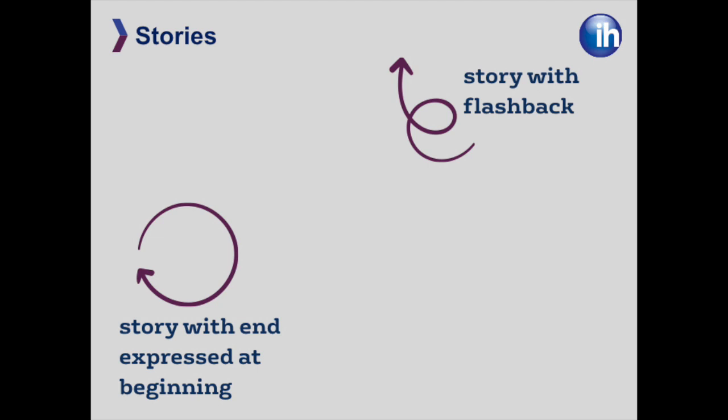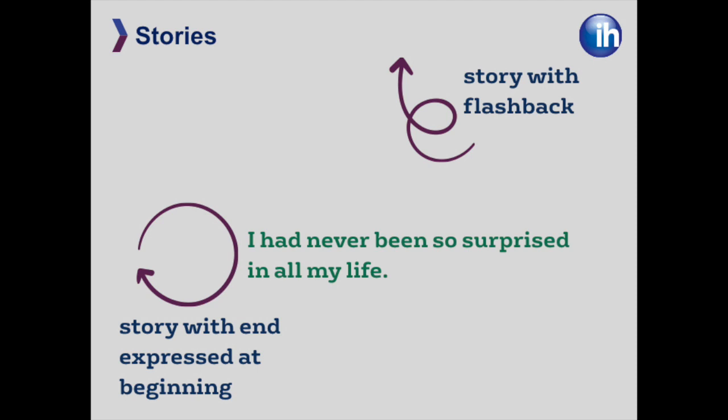One is a story with an end that's expressed at the beginning, and the other one is a story that includes a flashback. The story with the end expressed at the beginning is usually a phrase that's in the past perfect, like "I had never been so surprised in all my life." And basically, you're going to end up telling what kind of person you are, explaining some other moments of your life, and then you're going to finally get to the big part, which is the big surprise. So that's why I have it shown in a circle. Not that it's necessarily a circle, but basically the beginning is the surprise, and then you've got to work your way up to the surprise at the end.